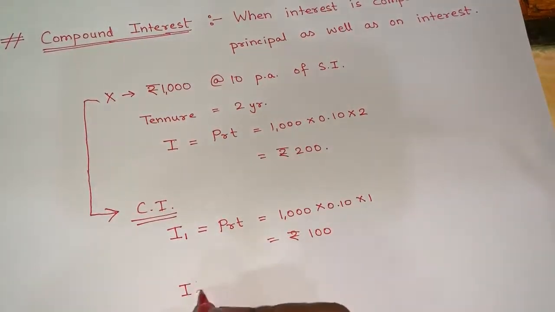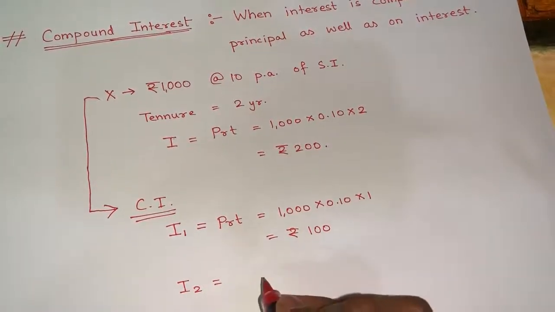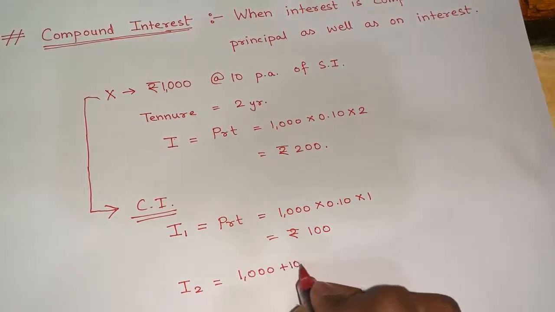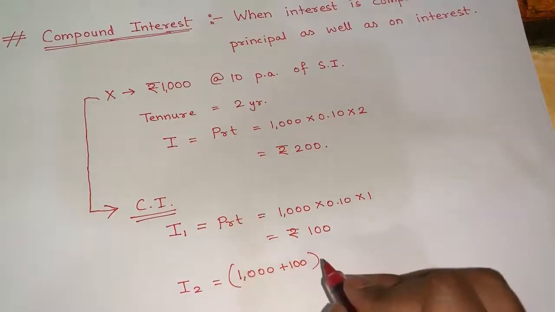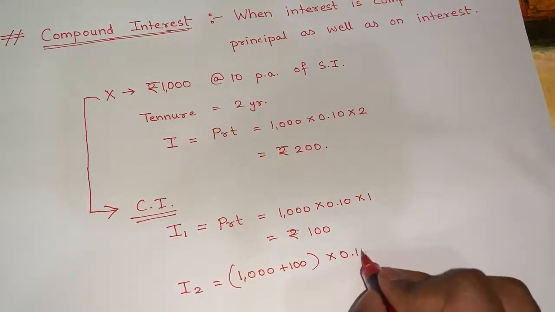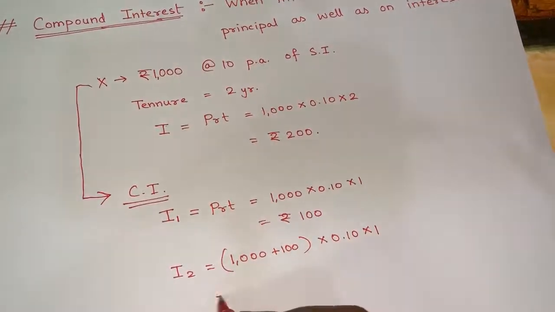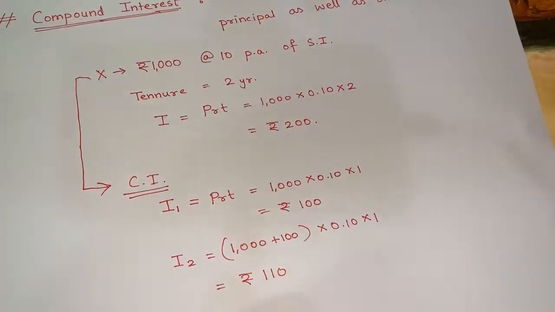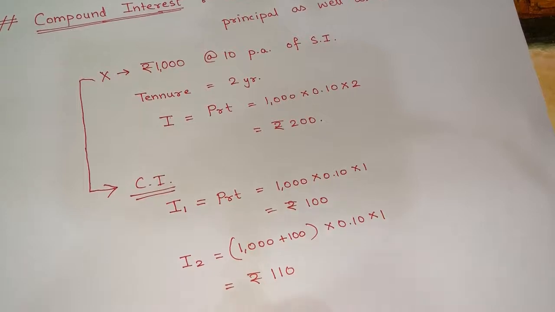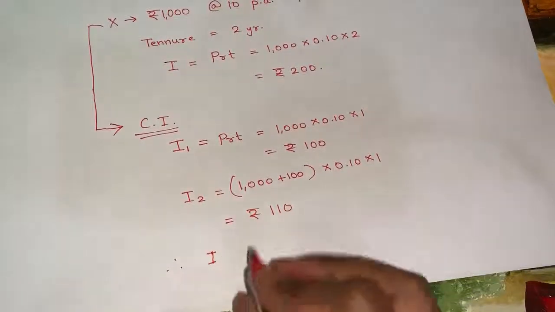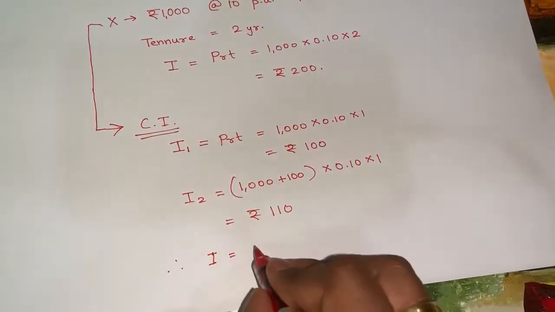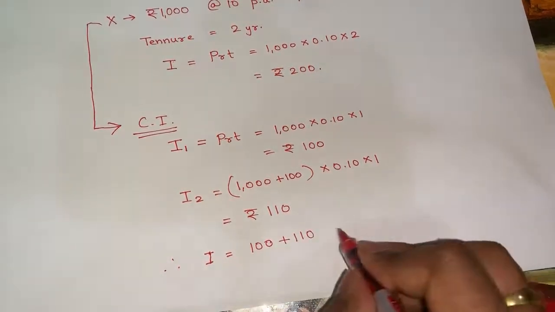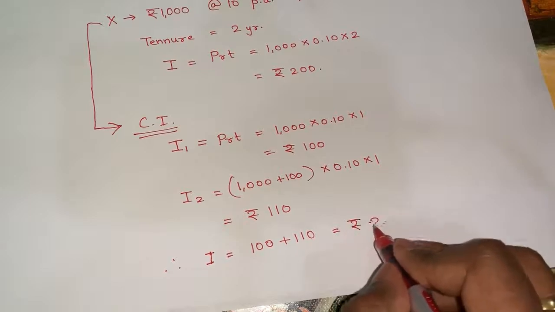Now the interest for the second year would be 1000 plus 100 rupees, which was the interest for last year, into 10% into again 1 year, which makes it rupees 110. Therefore total interest as per compound interest becomes 100 plus 110, which makes it rupees 210.